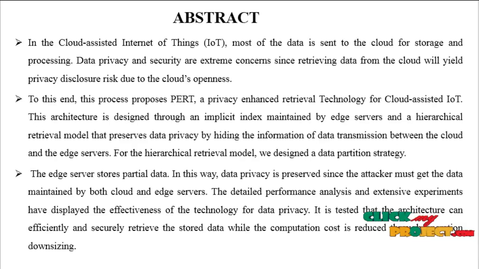This is the abstract. In the cloud-assisted Internet of Things, most of the data is sent to the cloud for storage and processing. Data privacy and security are extreme concerns, since retrieving data from the cloud yields privacy disclosure risk due to the cloud's openness. To this end, the project proposes a privacy-enhanced retrieval technology for cloud-assisted IoT. This architecture is designed through an implicit index maintained by edge servers and a hierarchical retrieval model that preserves data privacy by hiding the information of data transmission between the cloud and the edge servers.